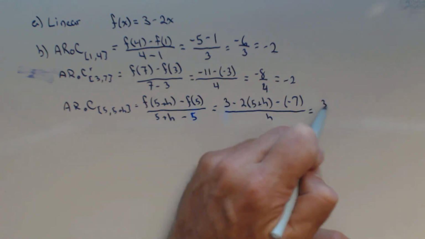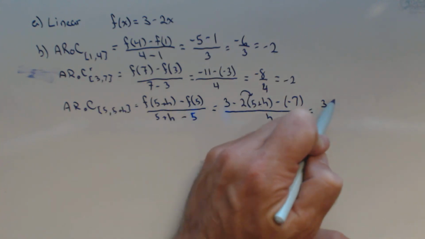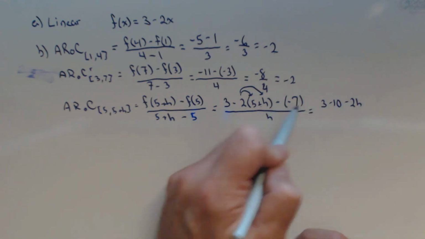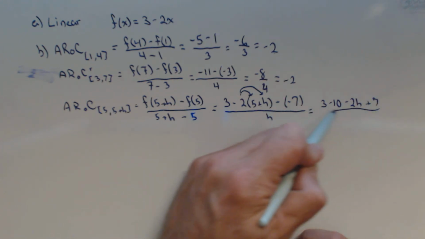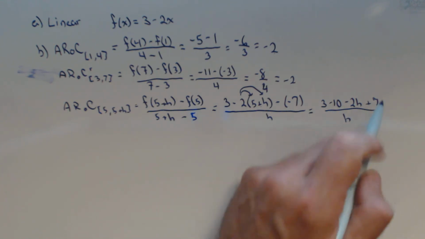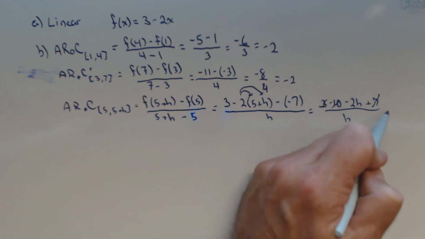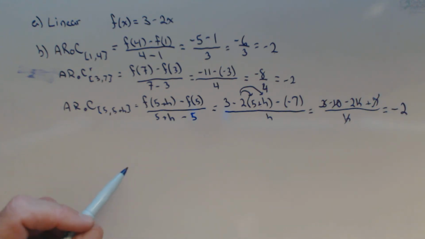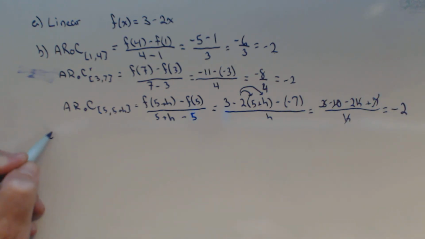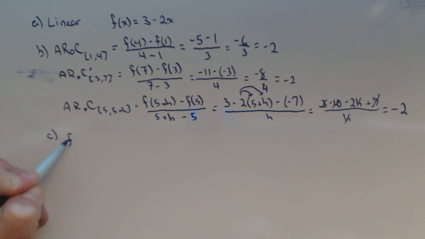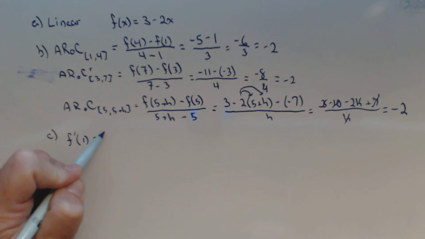So let's distribute here. So 3 minus 10 minus 2h plus 7 all over h. 3 minus 10 is -7, plus 7 is 0, so those cancel each other out. The h's will cancel, and once again, we get left with -2. Again, not a surprise. We have a constant rate of change, so our average rate of change should be the same over every interval.